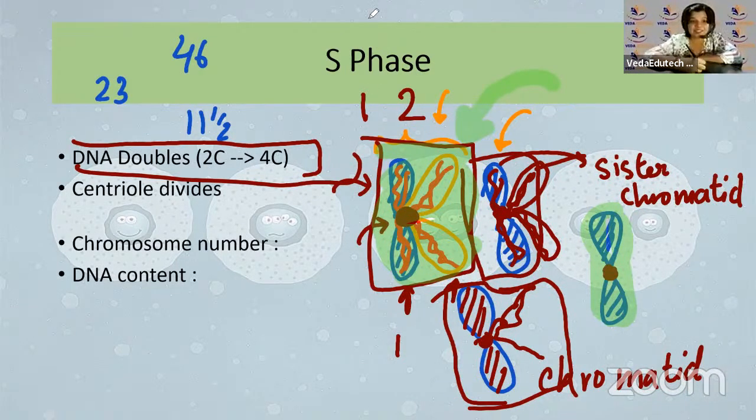So DNA content, what do we write about DNA content? We write that chromosome number stays the same.